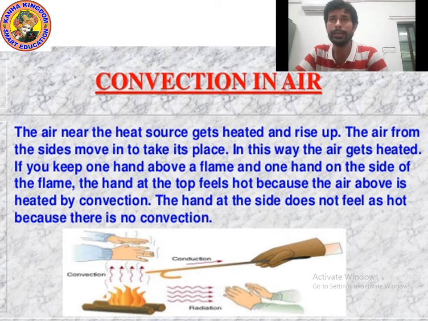So the air near the heat source gets heated and rises up. Then what happens? The air from the sides moves in to take its place. In this way the air gets heated. If you keep one hand above a flame and one hand at the side of the flame, the hand at the top feels hot because the air above is heated by convection, and the hand at the side does not feel as hot because there is no convection.